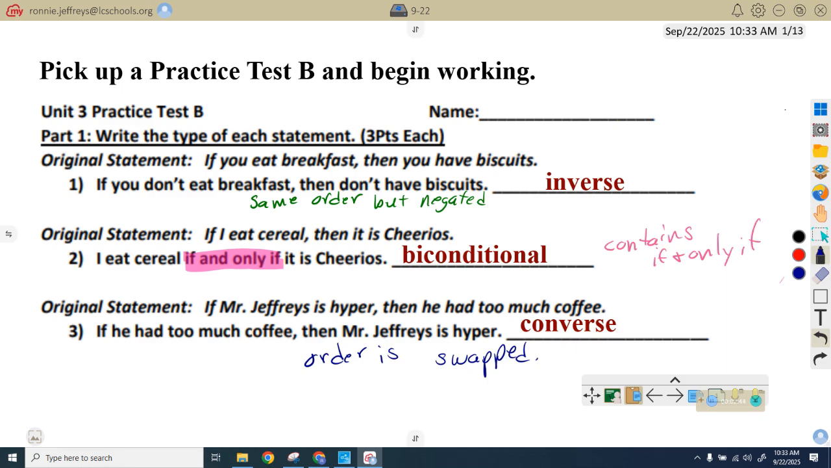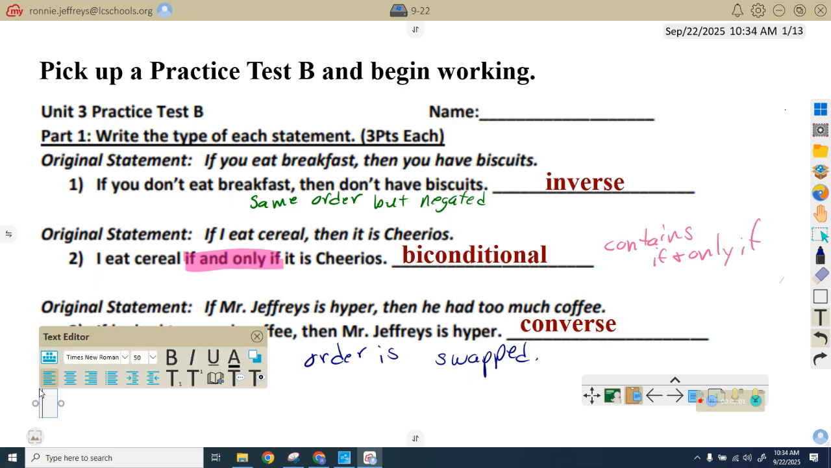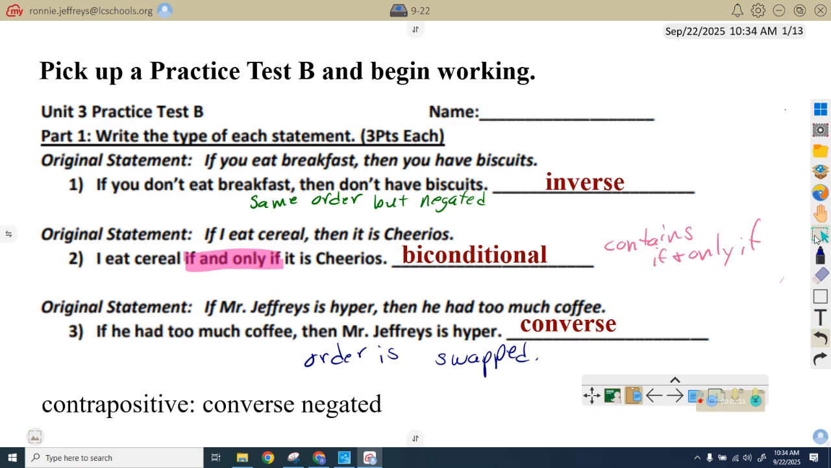The only thing that is not covered on here would be the contrapositive. And it's basically the converse negated. So if you make a note, I'm sorry, not the inverse, the converse negated. So that's basically what you're going to have there.